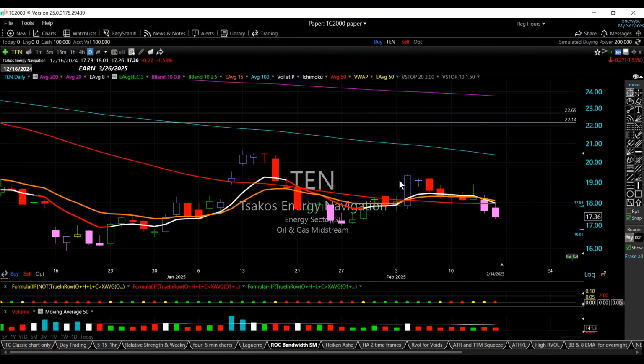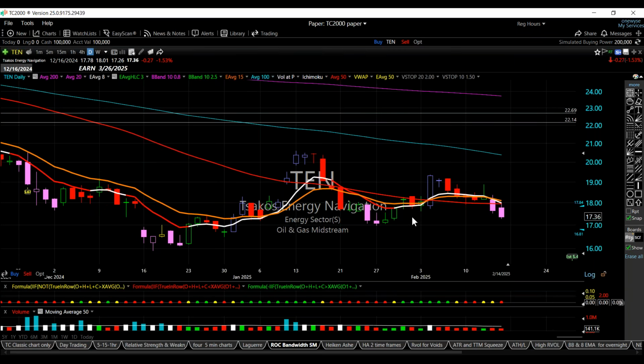The regular candlesticks are very bearish, breaking down below the 50 moving average, the 50 simple moving average right here. The 8 and the 15 are right here. It's below all of those. It's an oil and gas company, energy sector, so you have to be aware of that. But it's a nice breakdown on this thing.